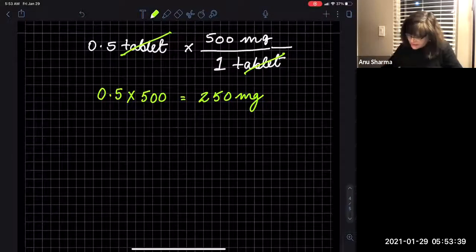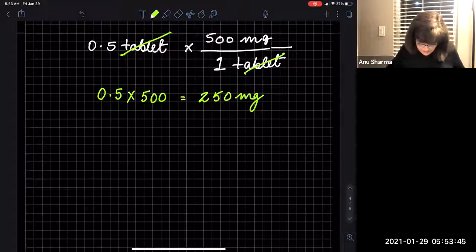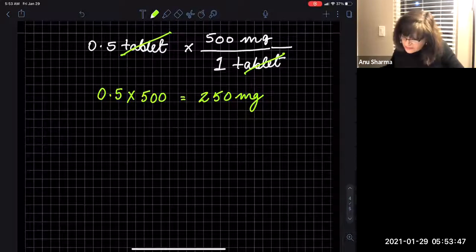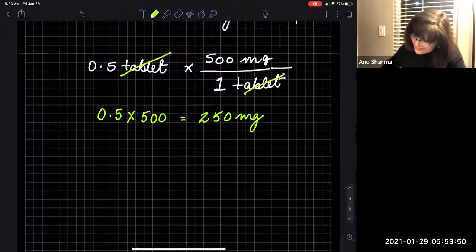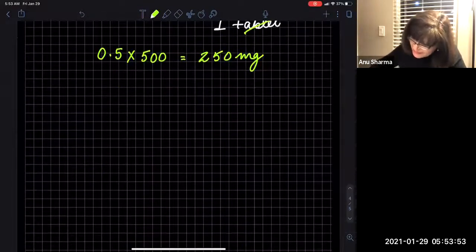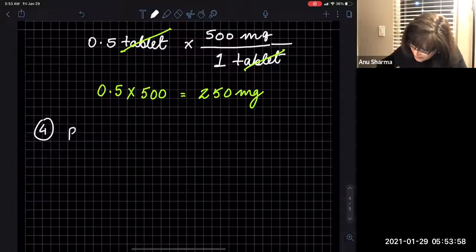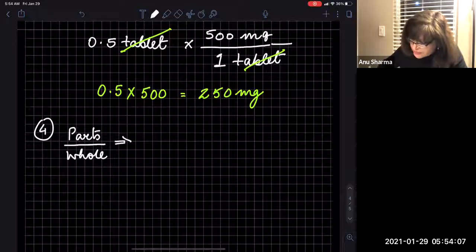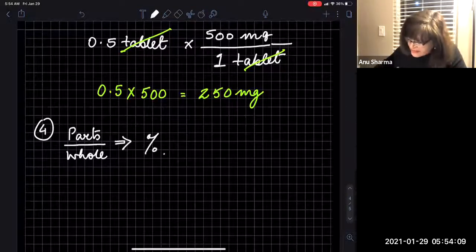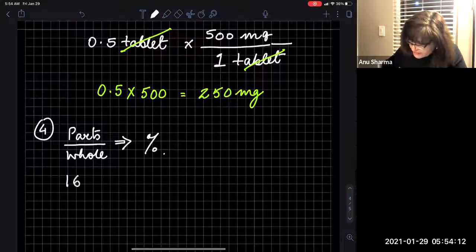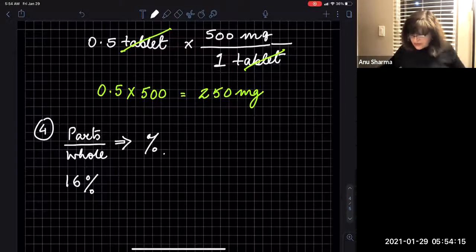Okay, next, let's look at a few more examples. This is the parts to whole. You may not see many examples of this, but that is what it is. So here is your parts to whole problem. What does this mean? This relates to percentages. Let us say something is given as 16%, 16% of something.